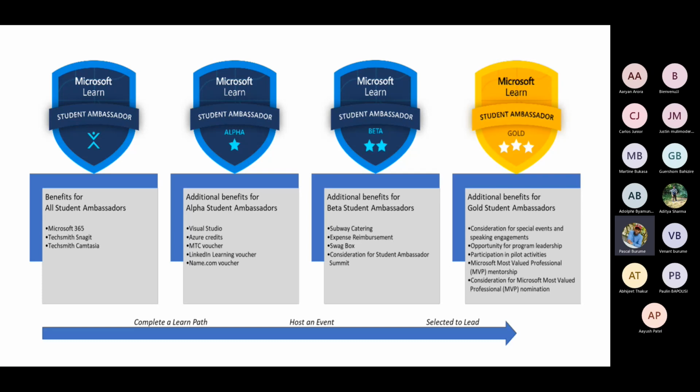And one thing that I forgot to say is, as a Gold student ambassador, you will have the possibility to be in pilot activities. If there is something new in the program, they can ask you as a Gold to submit your candidature. Once you have submitted, if you meet all the criteria, they can nominate you as a pilot for this activity of the program.